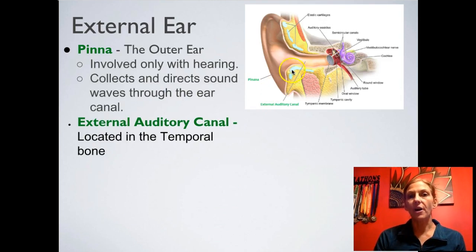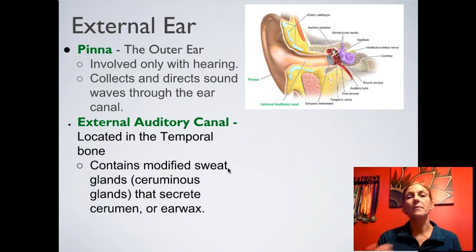So the external auditory canal, you might remember from the bone chapter, was the external auditory meatus. So anytime you see auditory, you're going to think it has something to do with hearing. And you'll remember that this is in the temporal bone, right? So the external auditory meatus, we can call the external auditory canal. Same thing.